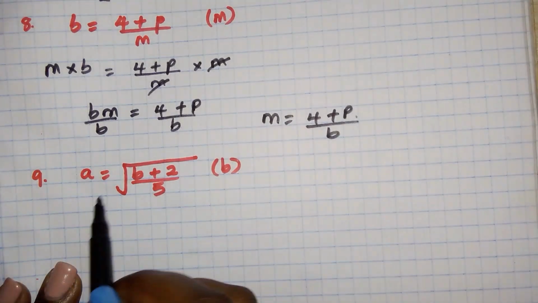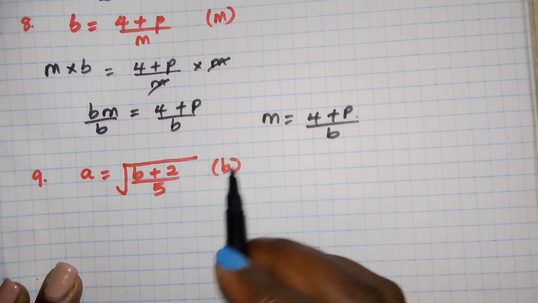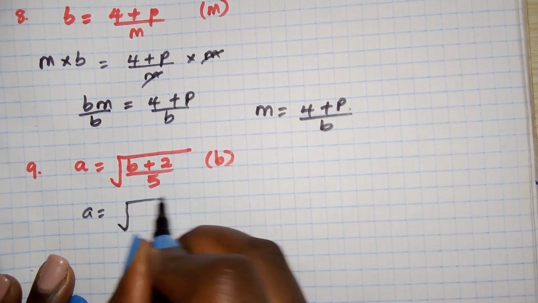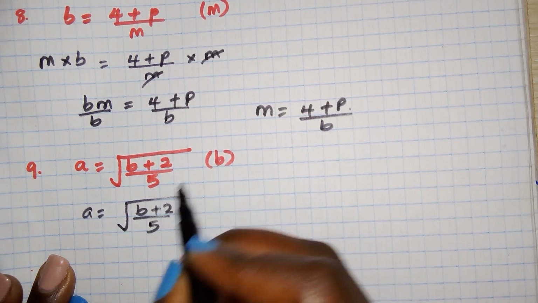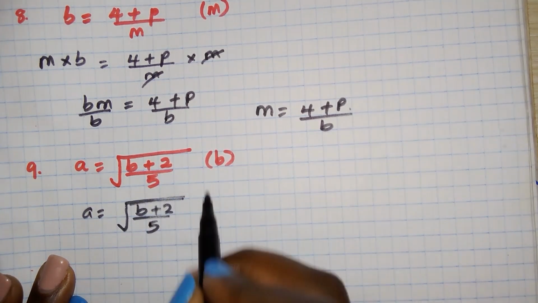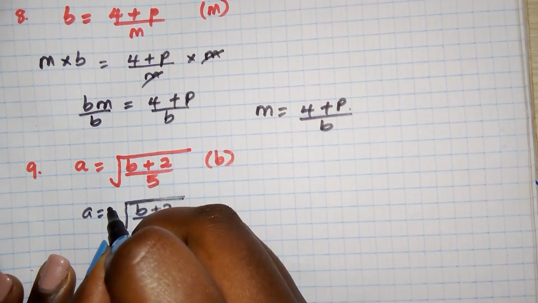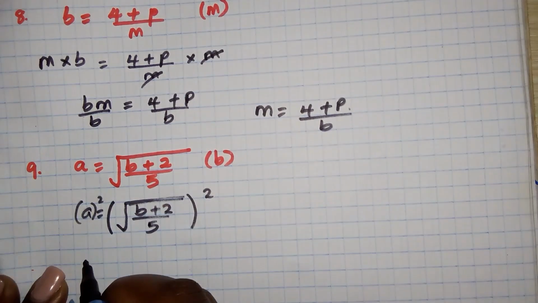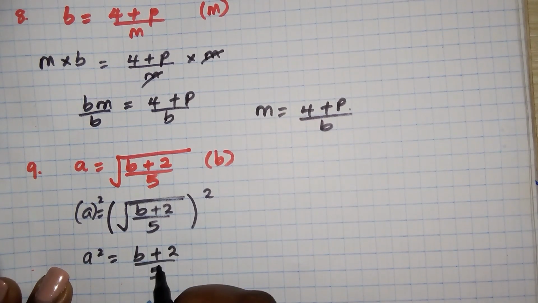Number 9, a equals to square root of b plus 2 all over 5. We need to make b the subject. So a equals to square root of b plus 2 all over 5. Before we get to b, we need to get rid of this square root sign. Opposite of square root sign will be squared. So a squared equals to b plus 2 all over 5.